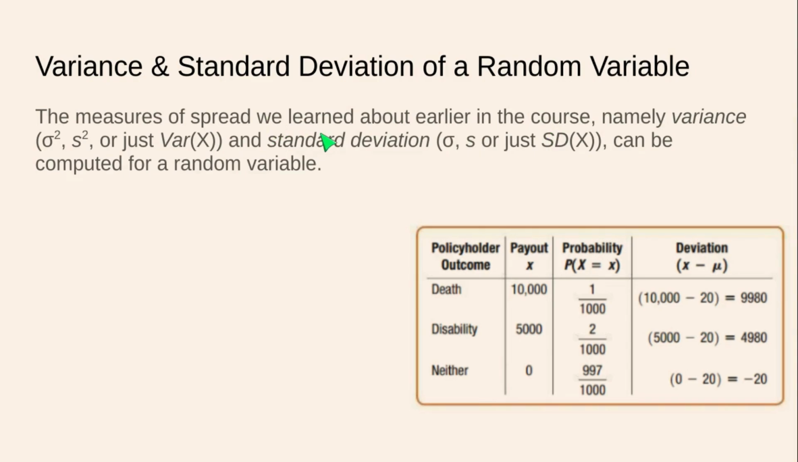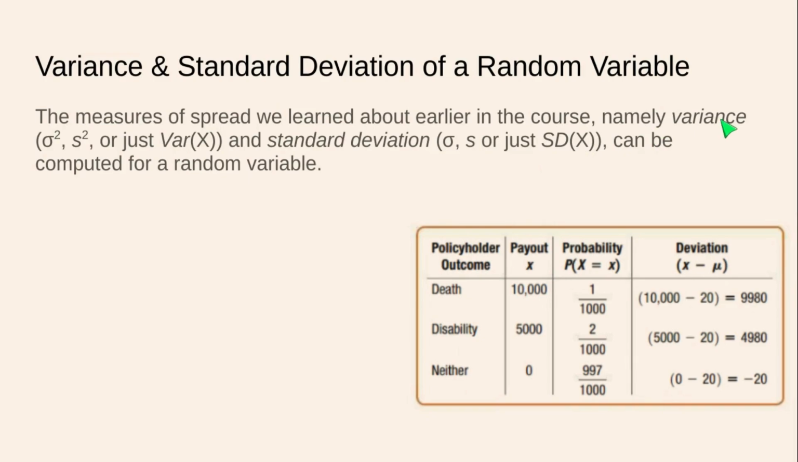So the measures of spread we learned about earlier in the course, namely variance, which for populations is sigma squared. For samples, it's s squared. And in this lesson, since we're talking about random variables, we would just see VAR for variance, and then whatever random variable is there. It's usually x if we're just speaking generically, but whatever letter we choose to use, there it is. And standard deviation, sigma for populations, s for samples, or since we're talking about random variables, SD for standard deviation, and then whatever the random variable is.